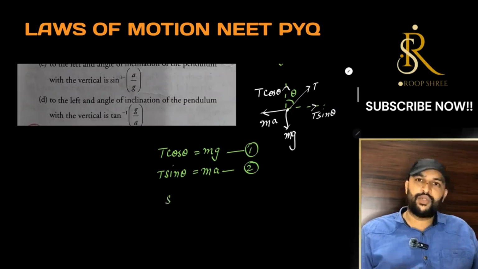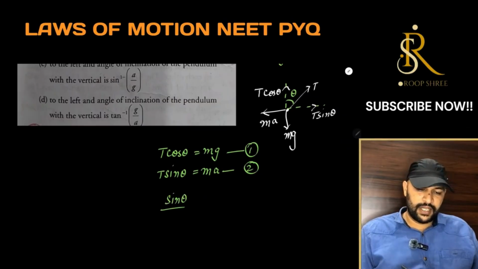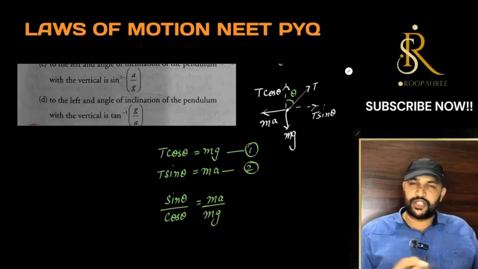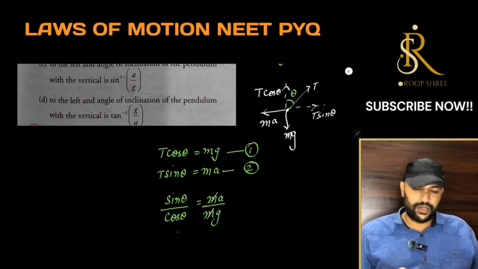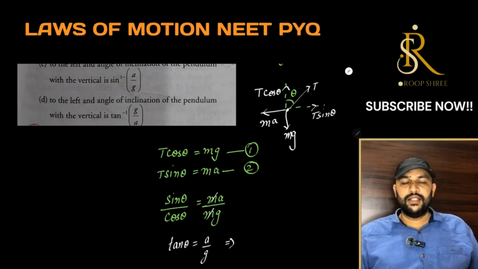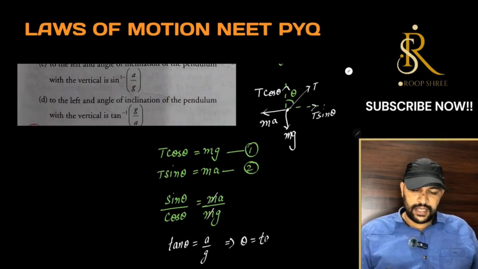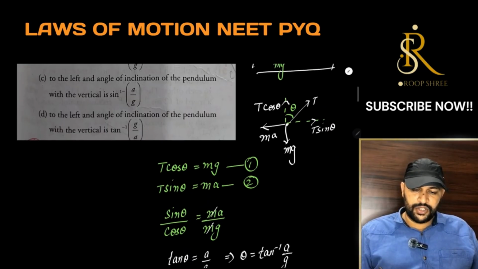Let's divide equation 2 by equation 1. That will give us sin theta divided by cos theta equals ma upon mg. Tension T is cancelled on both equations when you divide. m also gets cancelled and we are left with tan theta equals how much? a upon g. Clear? And this implies theta is nothing but tan inverse a by g.